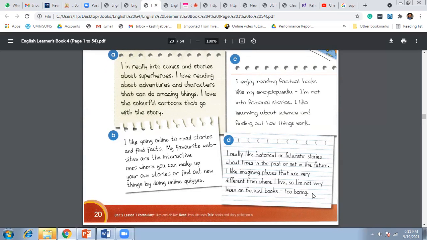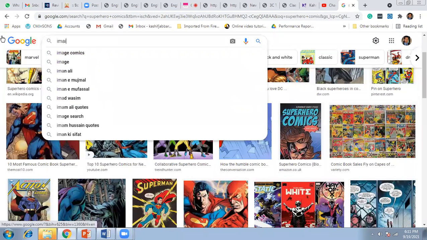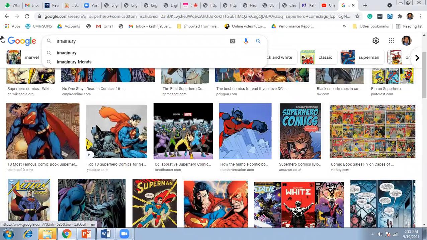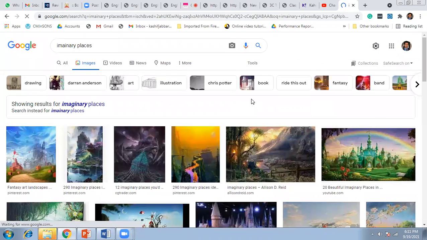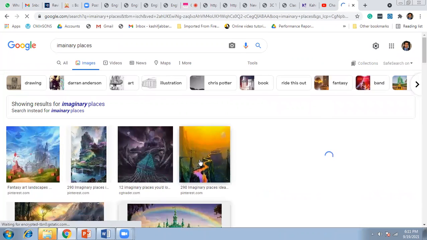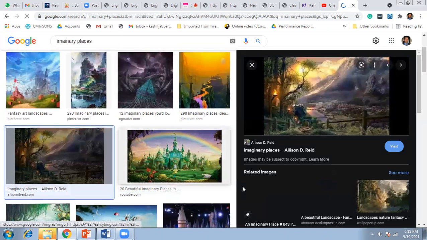about times in the past or set in the future. I like imagining places that are very different from where I live. Let me show you some imaginary places. Like these are different kinds of imaginary places. See, which actually doesn't exist.